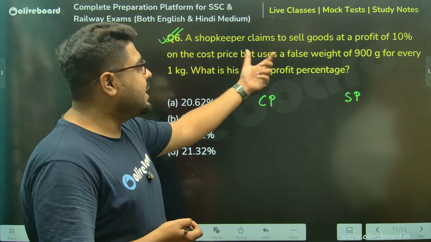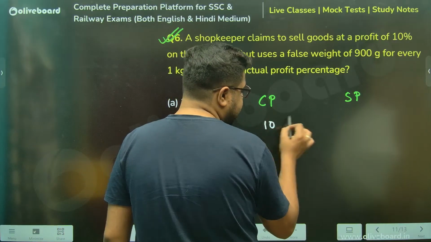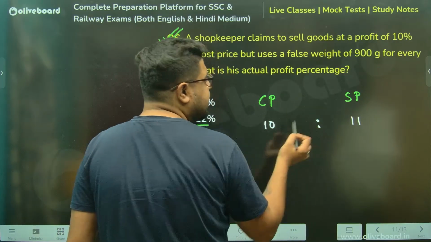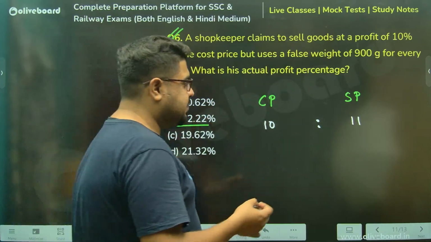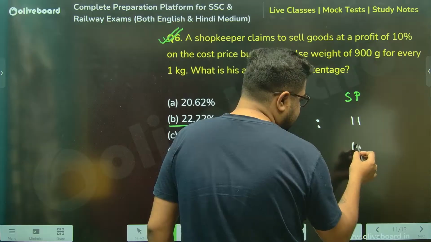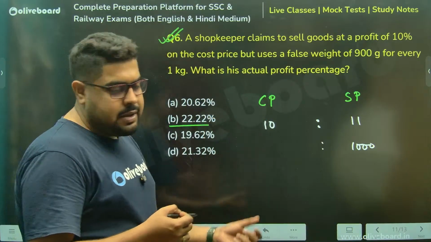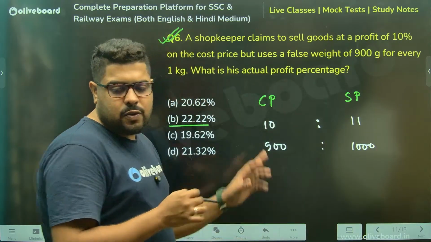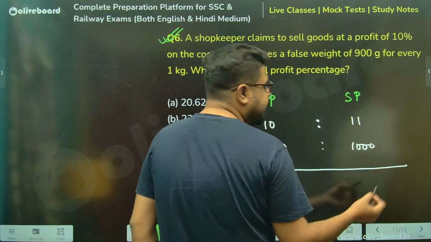The shopkeeper claims to sell the goods at a profit of 10% on the cost price. Meaning, if my CP is 10, SP is 11, sir. That's the 10% profit. Now, he uses a false weight of 900 grams for every kg. Meaning, he's saying I'm giving you 1000 grams of product, meaning 1 kg. But actually, from his own CP, he's giving you only 900 grams. Sir, these are the two ways he is making the profit.